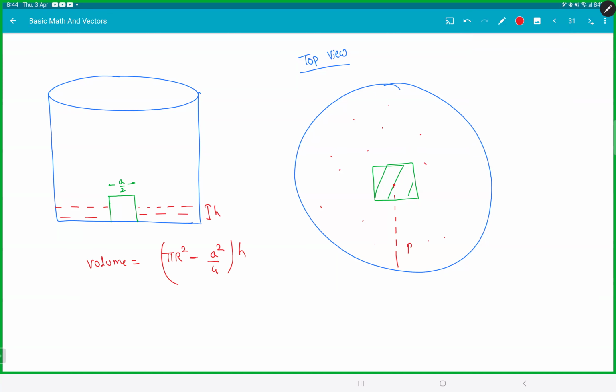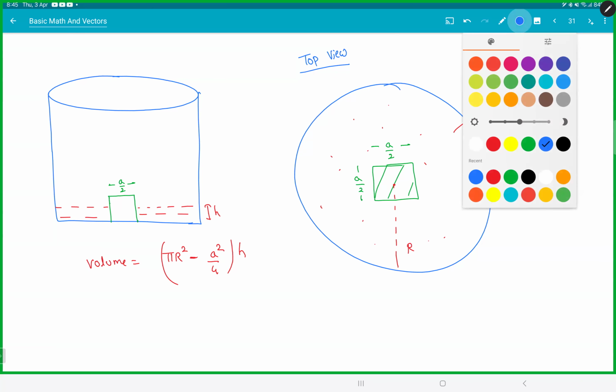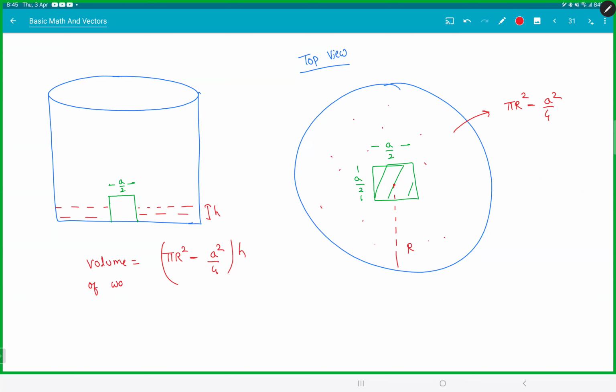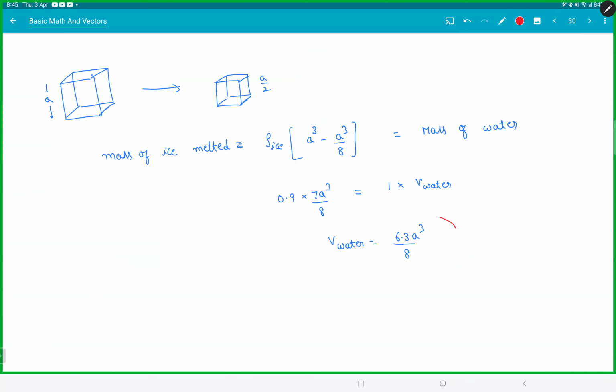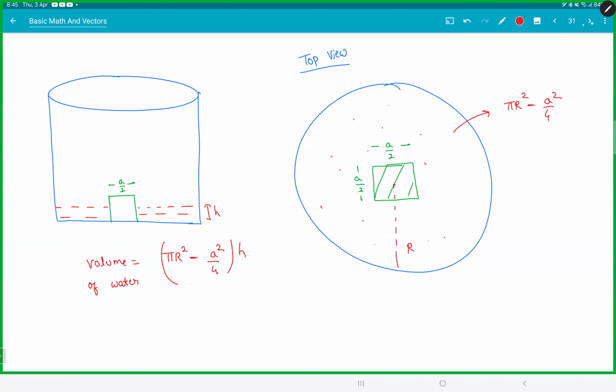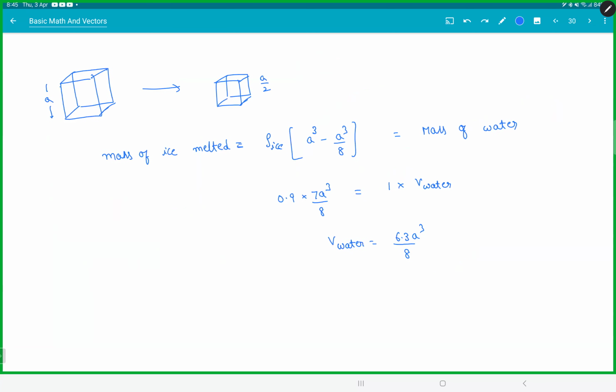This is radius r. And this side is a by 2. So the water will not be everywhere. The water will not occupy this green space. So this balance area will be pi r square, the area of a circle, minus a square by 4. So water will occupy this remaining space. So this is the volume of water. Whatever water you got here must be equal to that. So pi r square minus a square by 4, into h, is equal to 6.3 a cube by 8.